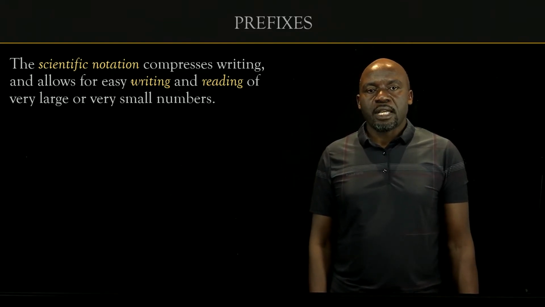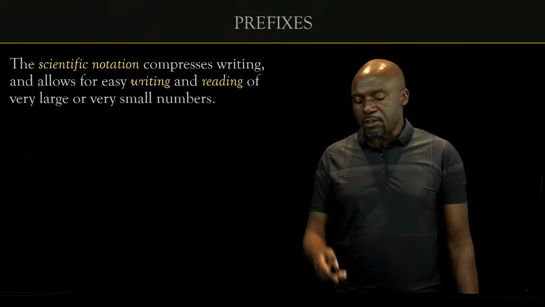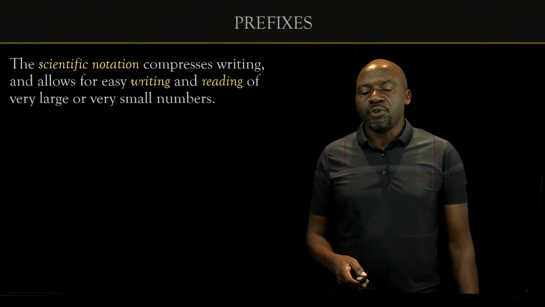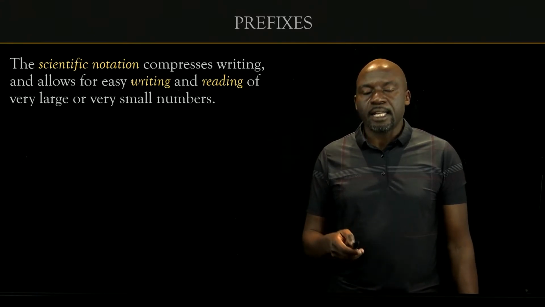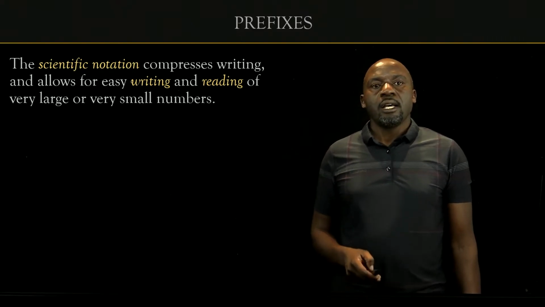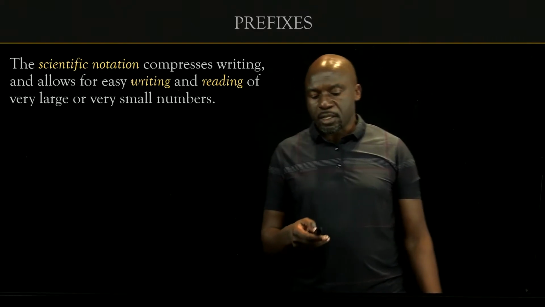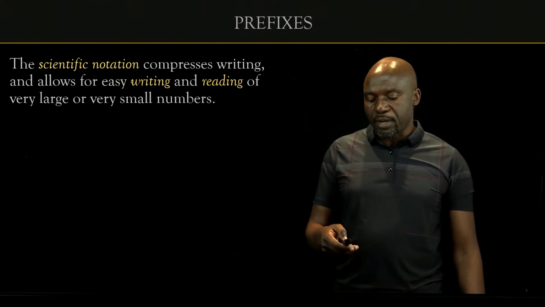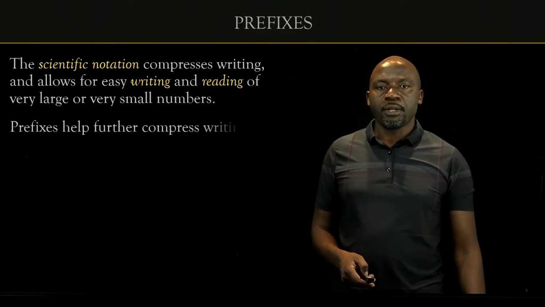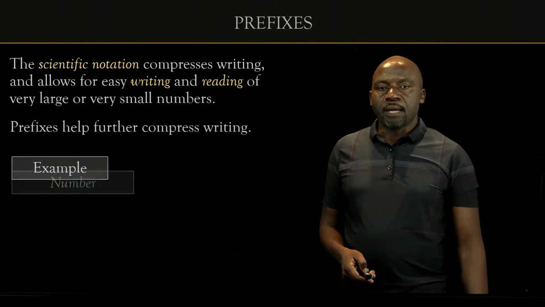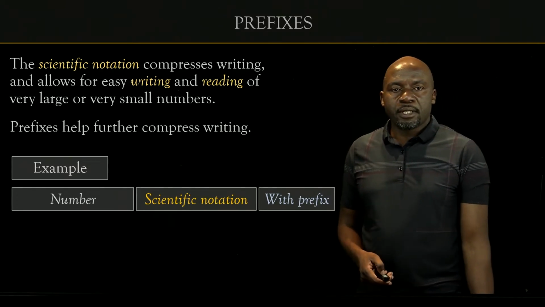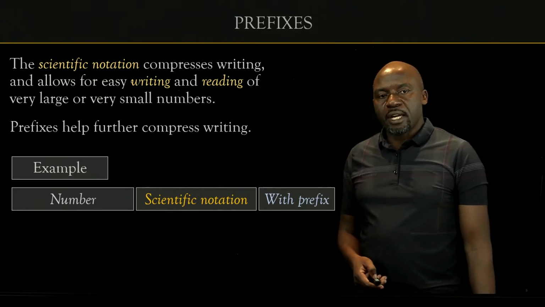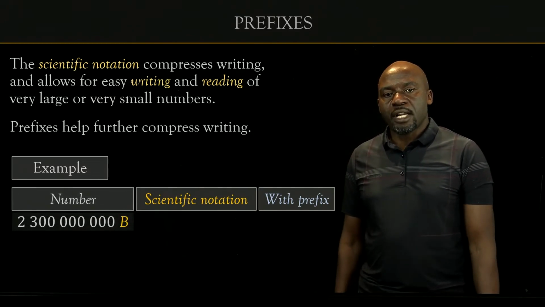The use of prefixes actually improves that writing even more. It helps us write the same number using even less writing than in scientific notation, and that's why prefixes become important as well. Well, I am sure we've all met prefixes, even if we didn't know that we refer to them as prefixes. For example, here are some numbers, and here is the way they are expressed in scientific notation and the way they are expressed with prefixes.